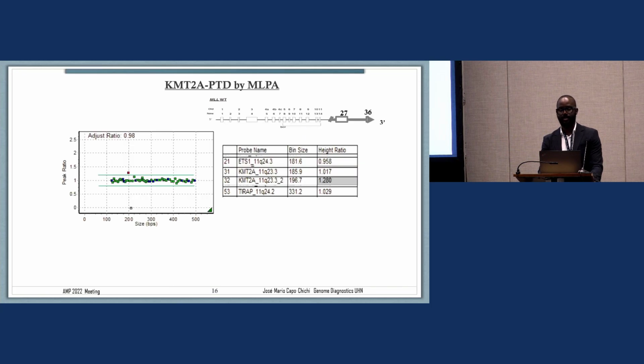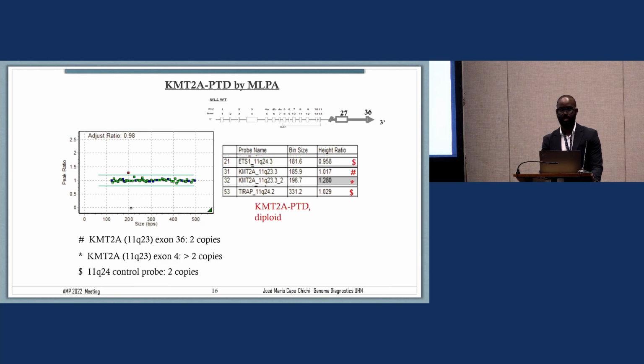So MLPA uses a 4-probe system to detect the presence of a PTD, with a KMT2A control probe in exon 36, a PTD detection probe in exon 4, and 2 additional probes on 11q24 that help with the determination of the trisomy states. So if you were to compile the results in this individual, he has 2 copies of exon 36, 3 copies of exon 4, and 2 copies on 11q24. And these are compatible with a KMT2A PTD, but a diploid state because you don't have 3 copies of the other control probes.